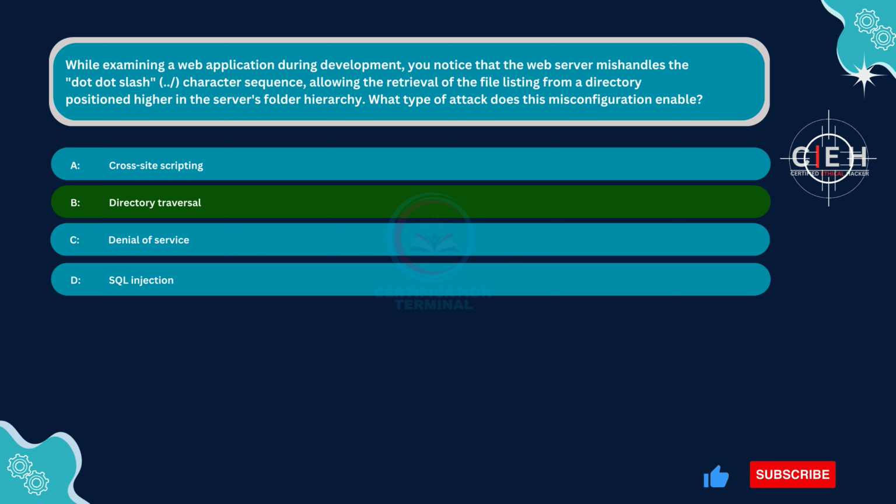Directory traversal, also known as path traversal, occurs when a web server improperly handles user input, allowing attackers to access files and directories outside of the web root directory. In this scenario, the mishandling of the ... character sequence enables an attacker to navigate to directories higher up in the server's folder hierarchy, potentially accessing sensitive files or directories. Option A, cross-site scripting, is incorrect.